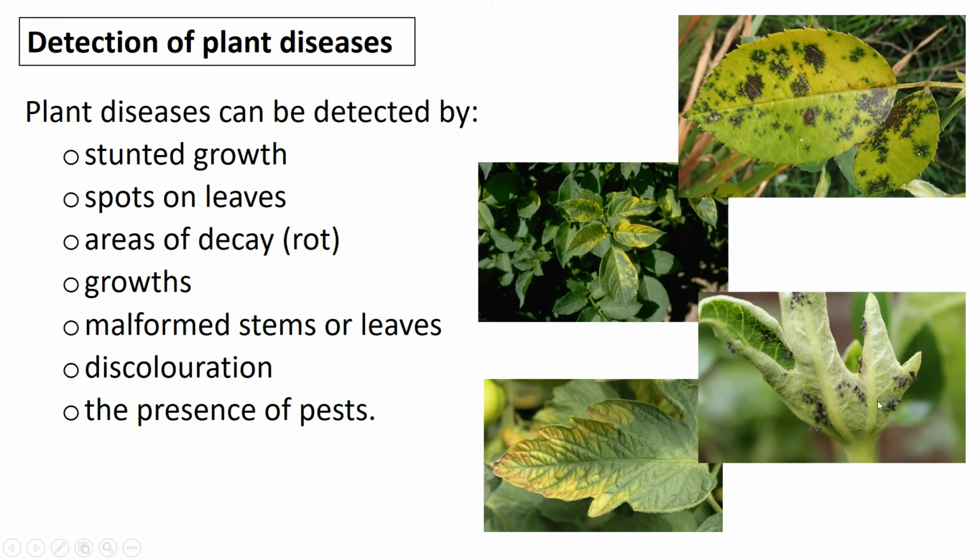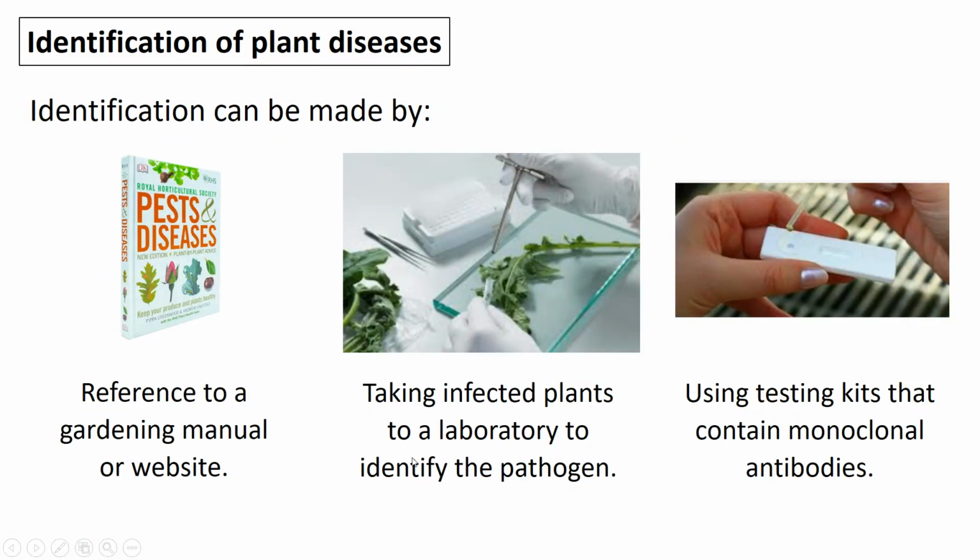These are black aphids, so that's a pest on this plant. And this is discoloration of the leaves. It's harder to work out when it's discoloration like that, because it might be something like a nutrient deficiency, or it could be a specific type of pathogen or something else. So the best way to identify a plant disease is to refer to a gardening manual or website and see if you can identify it that way. Or you could take infected plants to the lab to identify a pathogen or send off your sample. Or again, here comes the monoclonal antibodies. Use testing kits with monoclonal antibodies so that they can look for specific pathogens that are present in your plant.